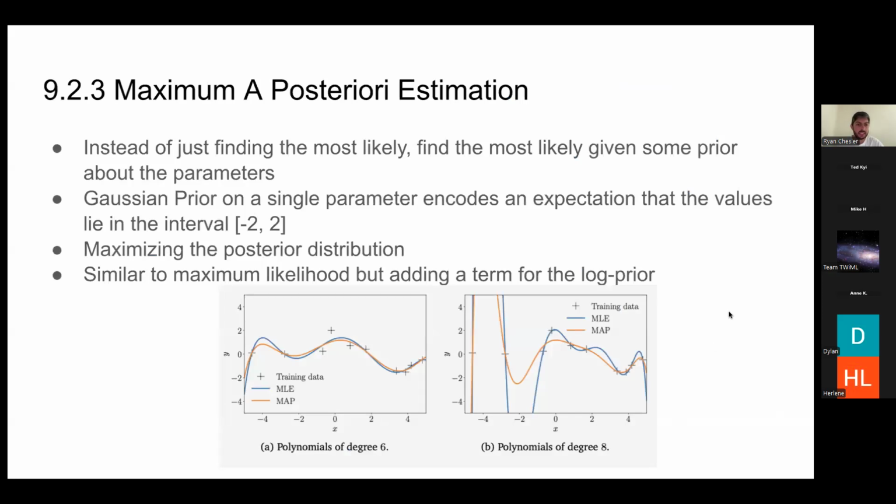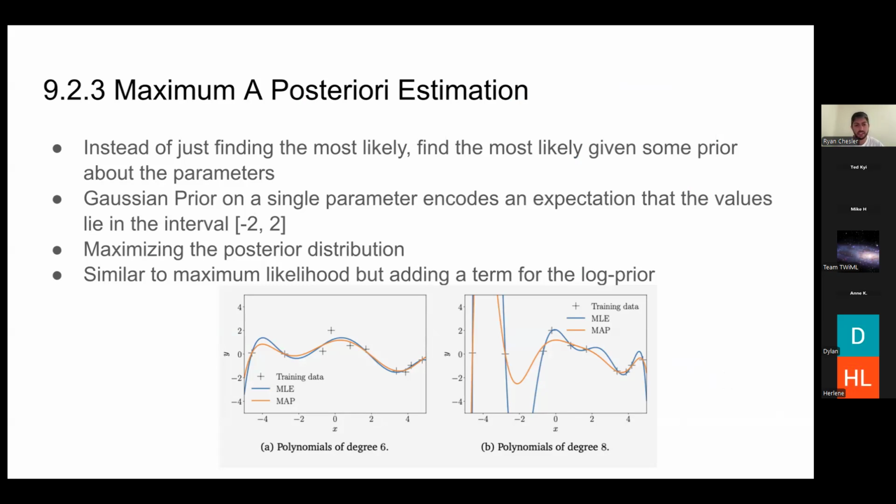Next section, moving on to maximum a posteriori estimation. I'm not sure if I'm saying that right. I don't know that I've ever said that word out loud. So instead of just finding the most likely, now you're injecting some sort of prior. So you have some belief that the parameters are going to be in some range or behave in some way.